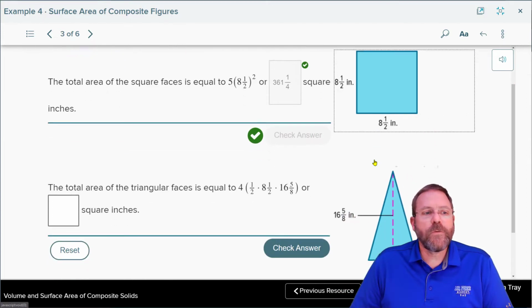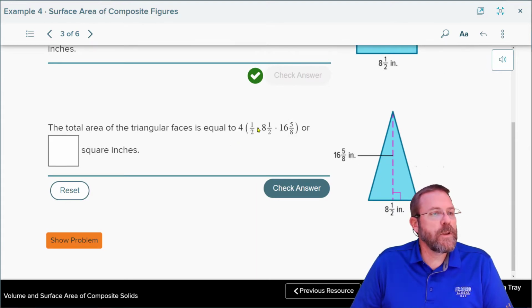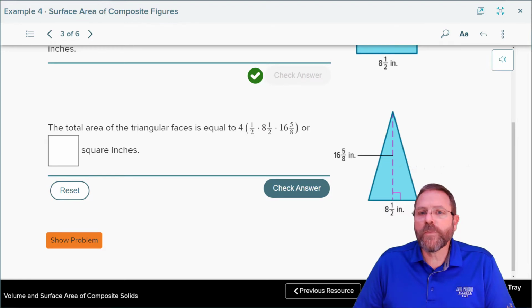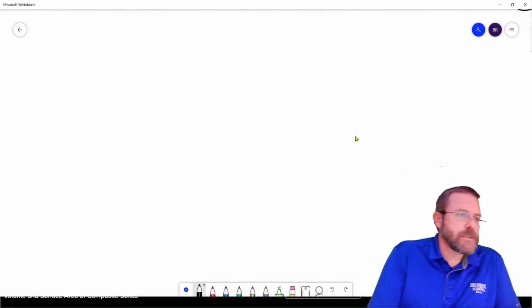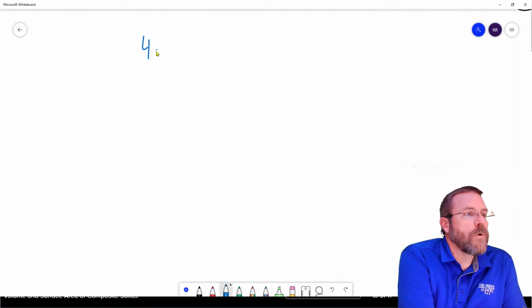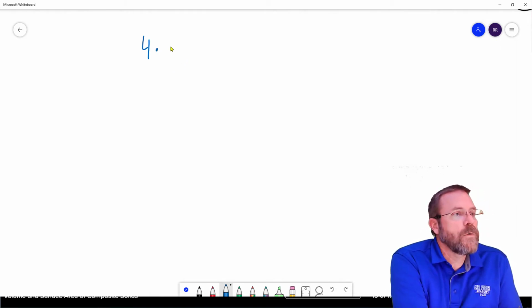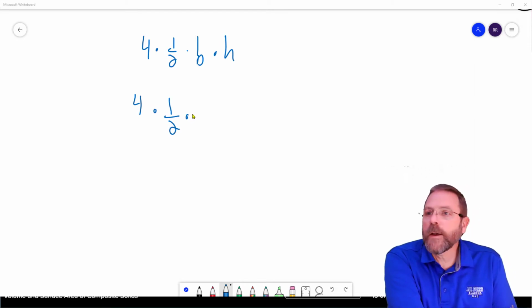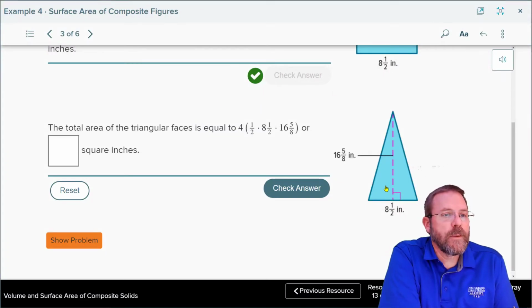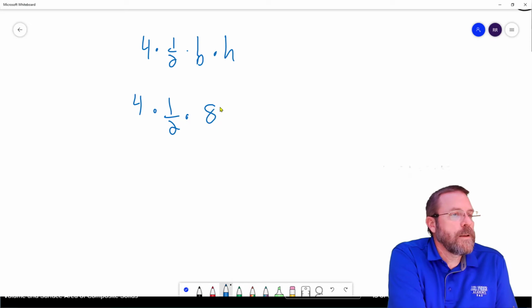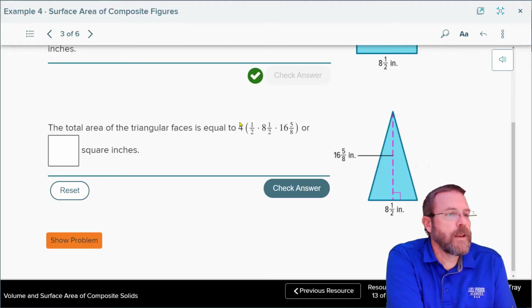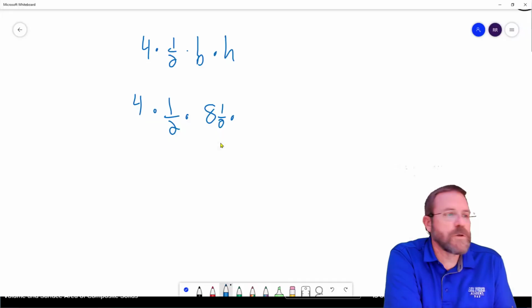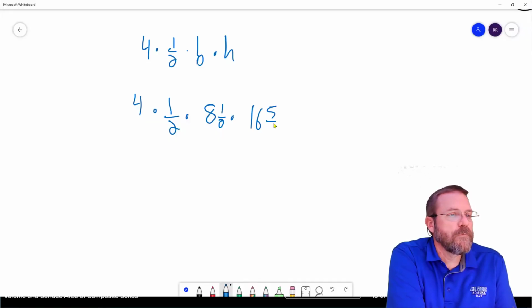Next, we have to find the area of the triangular pieces, and you can see they've laid it out here. A formula for area of a triangle. Let's just go ahead and work that out properly, okay? So we're going to say there's 4 triangular pieces, so it's going to be 4 times the area of a triangle, which is 1/2 times base times height, right? So now I can say 4 times 1/2 times, on that triangle, I've got a base that's 8.5. So I'm going to put in 8 1/2 times, and I have a height that is going to be 16 5/8. So I'm going to jump back over here, 16 5/8.